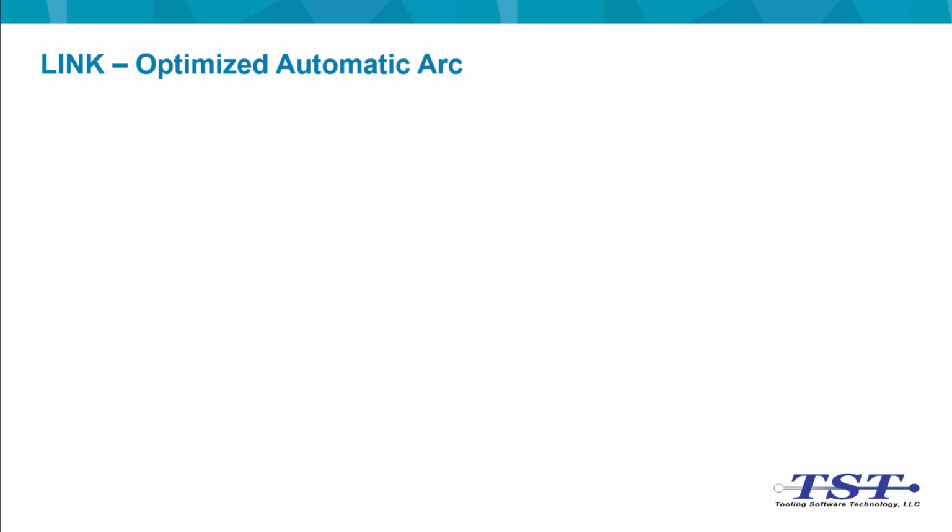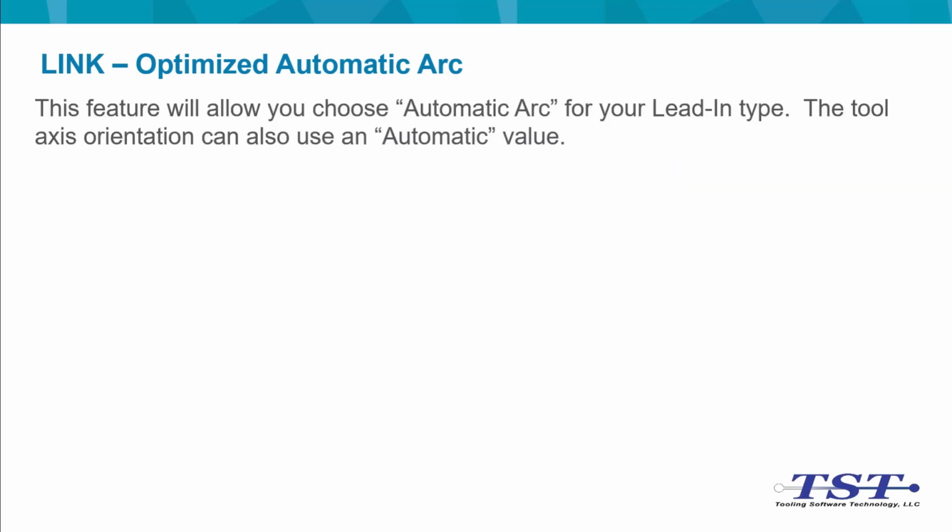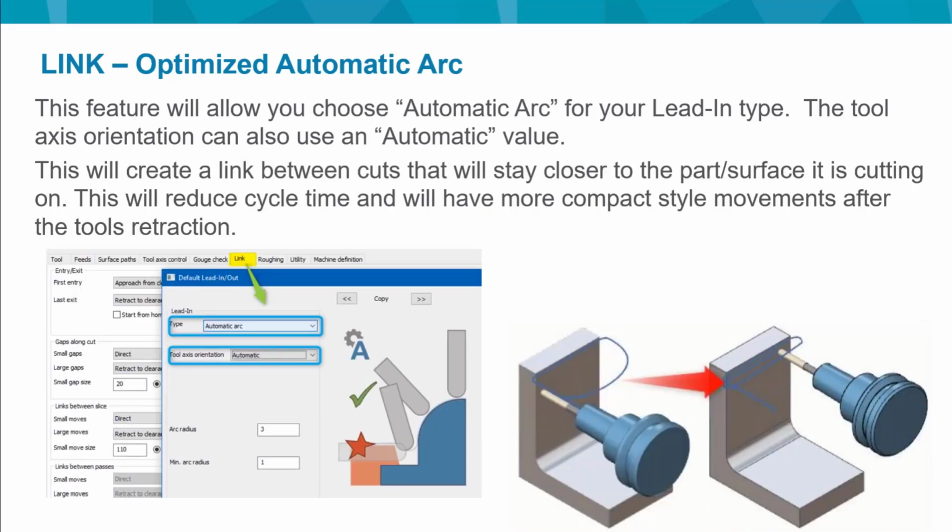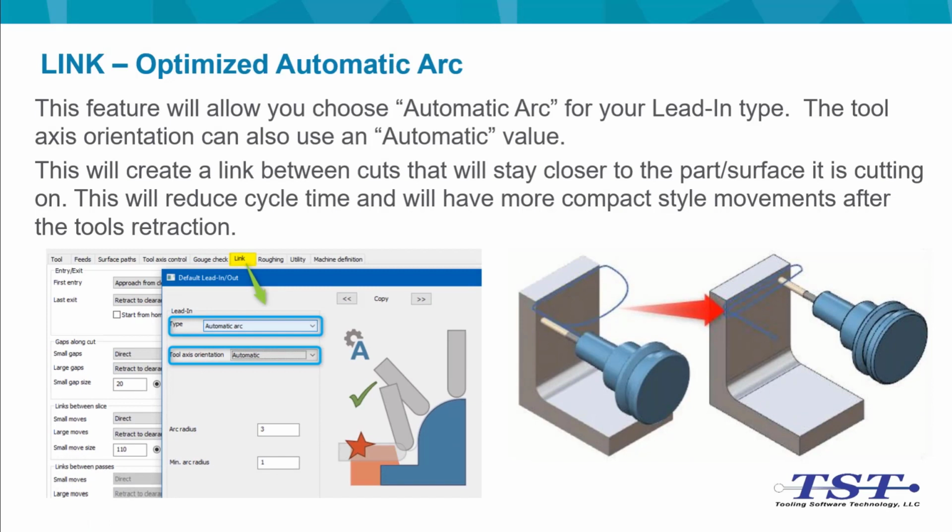Next, we'll get into the 5-axis operation interface. As you can see here, we have the optimized automatic arc option. Now when linking toolpaths together from one path to another, we can choose an automatic arc value under the lead-in type, and then the tool axis orientation we could set to automatic as well, meaning that the machining time is going to be reduced because we have tighter arcs that are linking to each other.